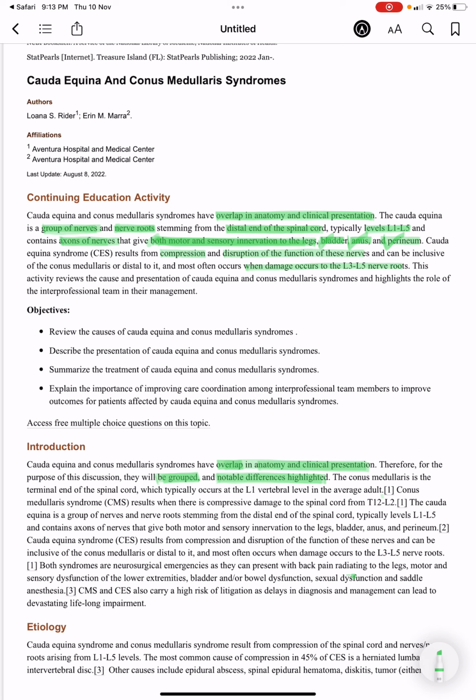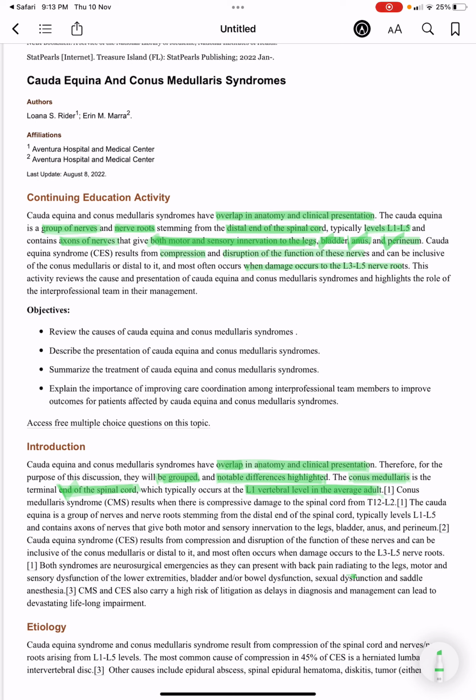So conus medullaris, no, it is the terminal end of the spinal cord. Where is this terminal end of the spinal cord? At the L1 vertebral level in the average adult. So in the average adult, conus medullaris is at the terminal end of the spinal cord at the L1 vertebral level.